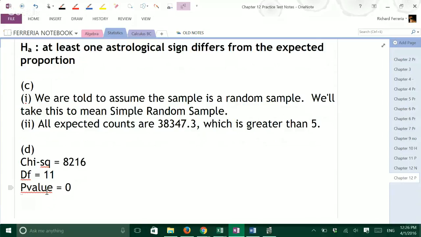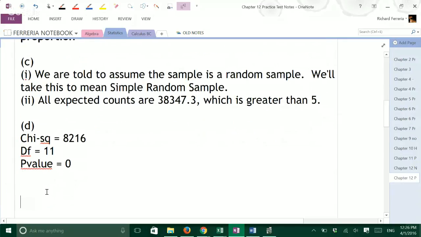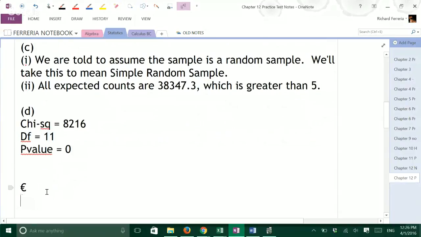Questions on D? Bless you. E, make a decision. Our decision is going to be to reject the null hypothesis.